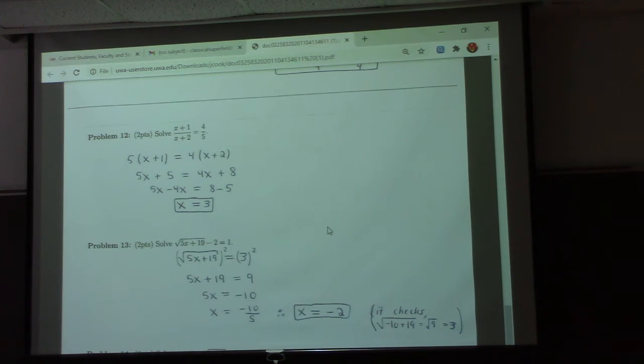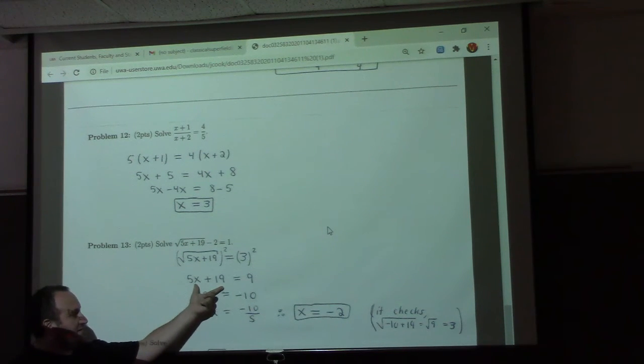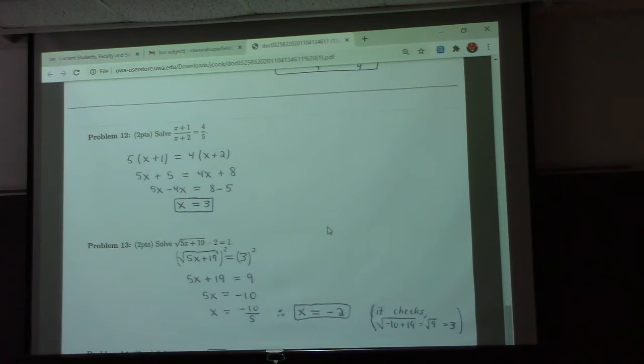Now, problem 13, we've got a radical involved, right? So first thing we want to do is isolate the radical. We can achieve that by adding 2 to both sides, right? So that gives me the square root of 5x plus 19 equals 3. I square both sides, I get 5x plus 19 equals 9. Then I subtract 19 to the other side, and I get 5x equals minus 10. And then divide by 5, x equals minus 2.